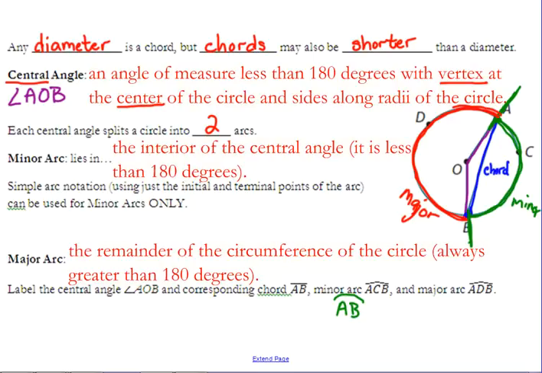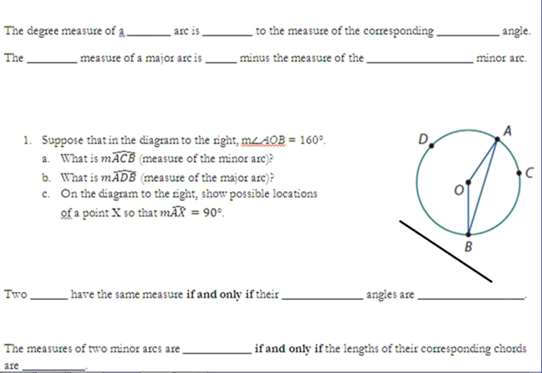All right, here's what we're going to do with these. The degree measure of a minor arc is equal to the measure of the corresponding central angle. So if I know that that central angle is 111 degrees, then the matching minor arc is also 111 degrees.